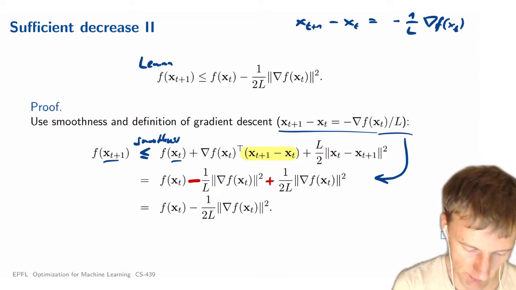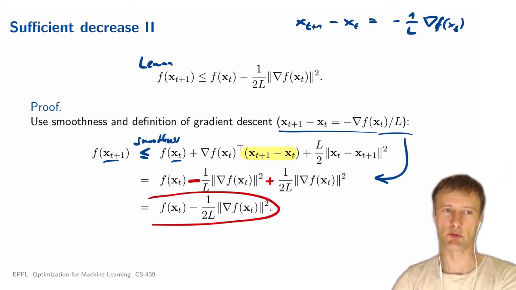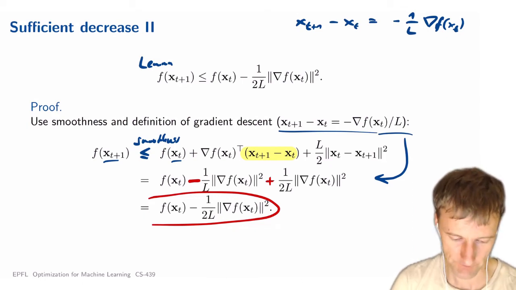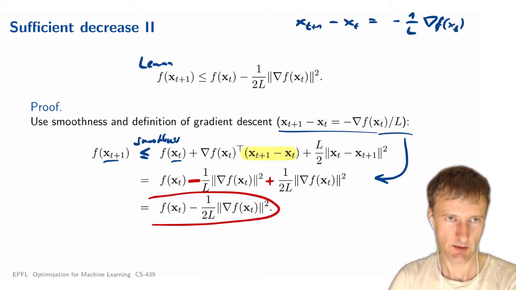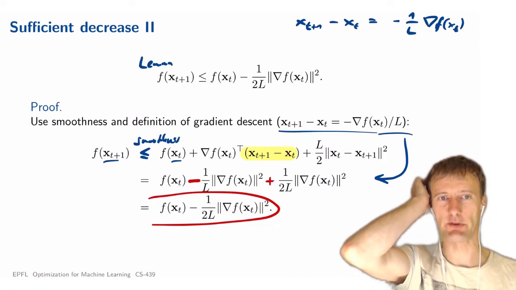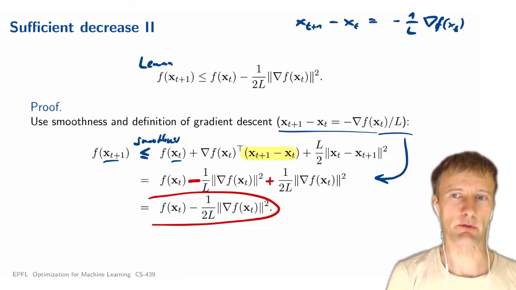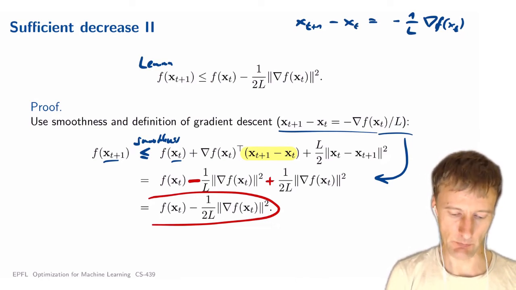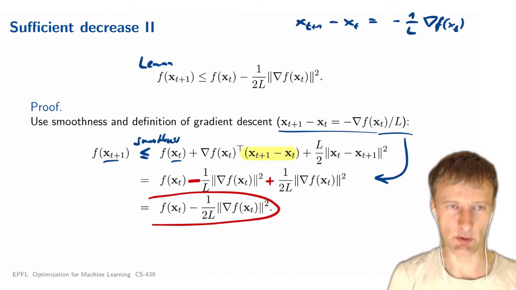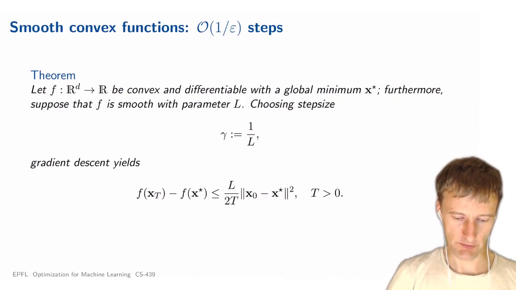So the final result is that yes, there is a strict improvement, but the strict improvement is only 1 over 2L times the gradient norm squared. So that's the proof of the sufficient decrease, and that has very nice consequences now. It gives these stronger gradient descent results, where, as we will see, it's not clear yet what rate this will give us, but it's already clear that every step will be better than the previous one. So what rate can we expect?